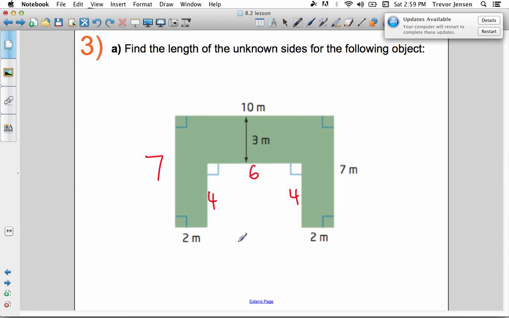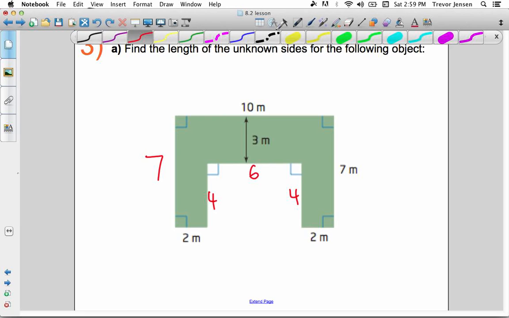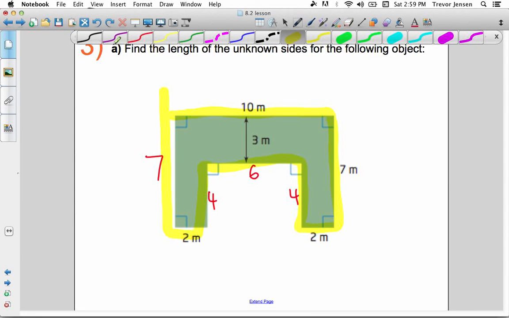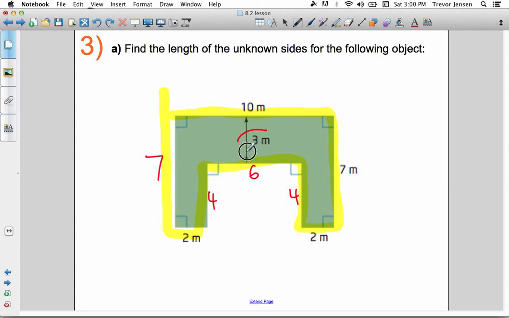Good. I could then find the perimeter of this object by adding up all of the outside sides. So I'll highlight what I would have to add. I have to add up this one, this one, this one, this one, this one, this one, this one, and this one. Don't make the mistake of actually adding in this 3 as well. This little part here that it's labeled isn't on the outside of the object, so we don't add that for the perimeter.